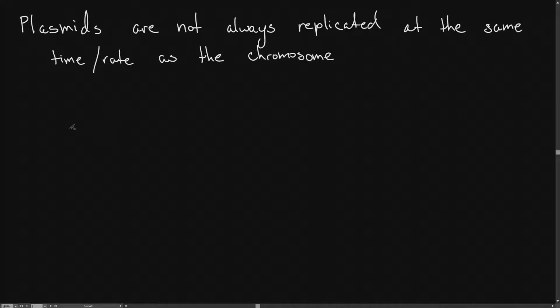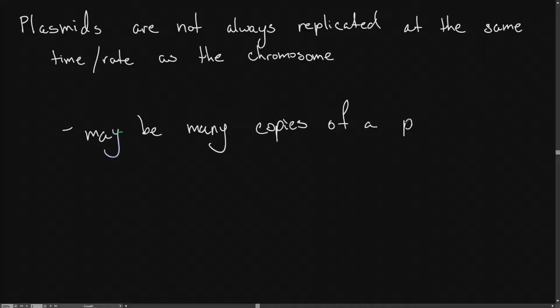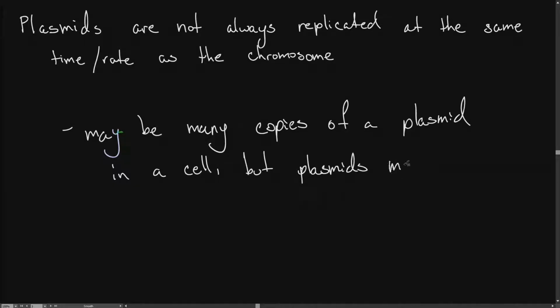Our next point is that plasmids are not always replicated at the same time and rate as the chromosome. There may be many copies of a plasmid in a cell, but plasmids may not be passed down to both daughter cells.